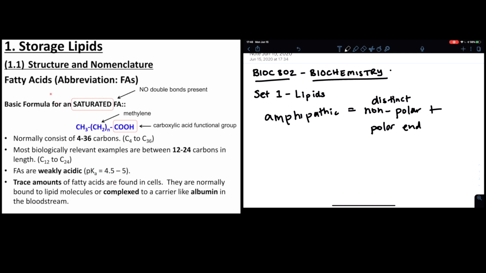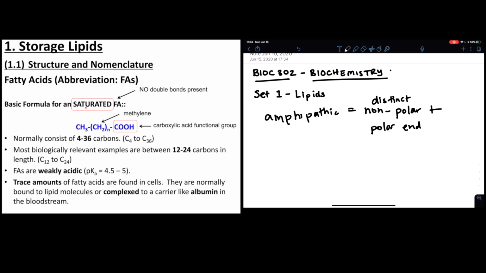So the first thing we're going to learn about is the fatty acid, which is abbreviated as FA. The basic formula of a saturated fatty acid is this over here. So it's CH3 with a bunch of CH2s repeated over and over again, and these CH2 groups are called methylene groups. And it has a common functional group called the carboxylic acid functional group, which is COOH.